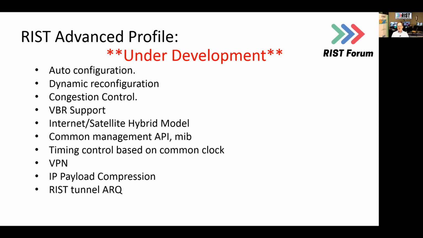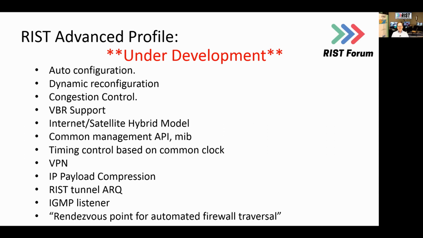RIST tunnel, ARQ. IGMP listening. And a rendezvous point for automated firewall traversal. The issue there is, are you going into a firewall or out of a firewall? This way, you can have a common meet-me point, and both your sender and your receiver could potentially be an outgoing signal, which in a corporate firewall situation is much easier to handle and much easier to get through the firewall. So by going to a common cloud-based meet-me location as an option rather than a straight peer-to-peer, that can help individuals who have firewall traversal issues.